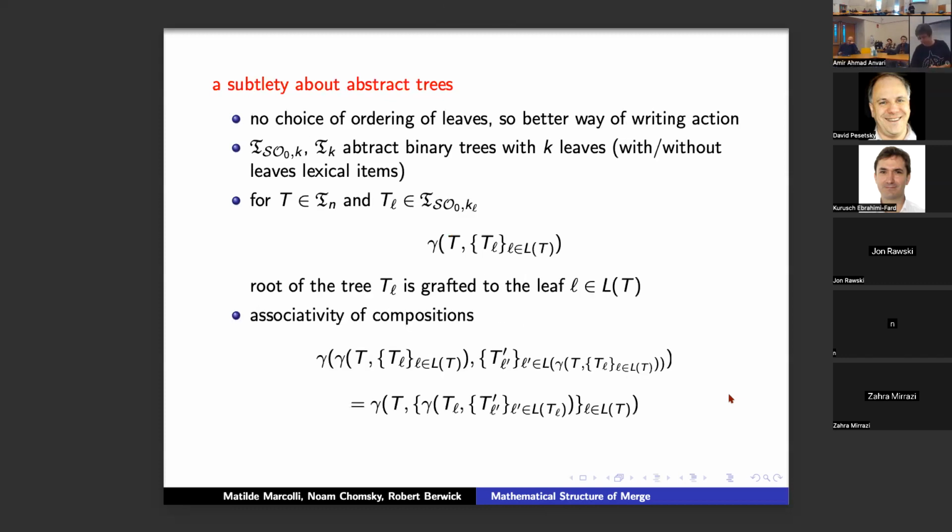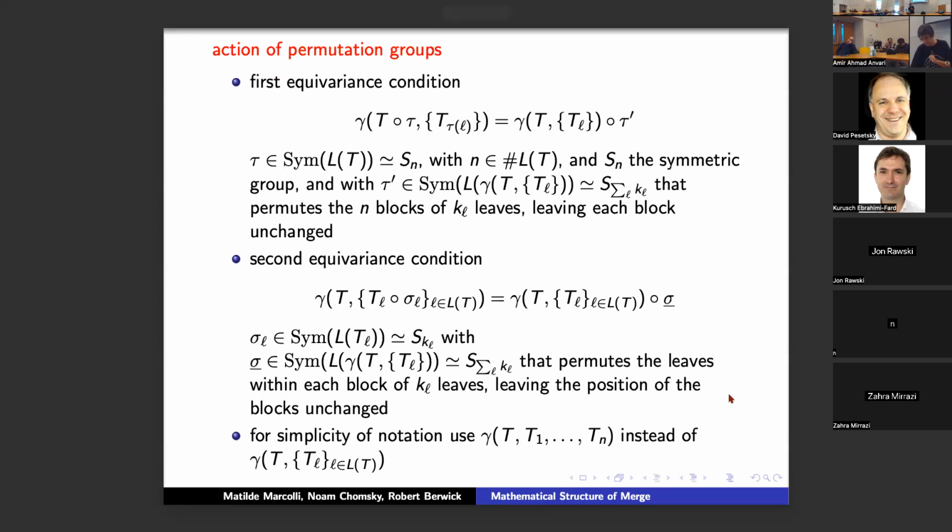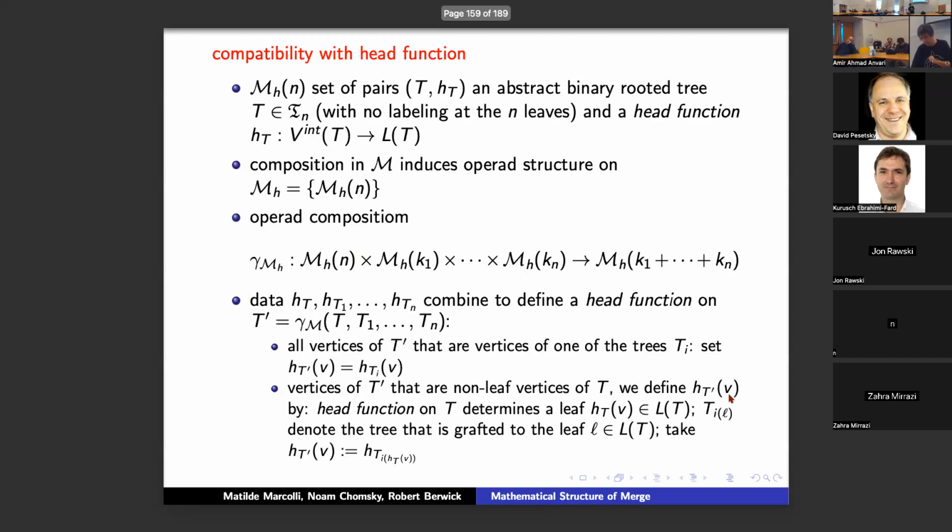Let me just keep the pedantic mathematician quiet about how you should really think about the case of abstract trees and ordering of leaves. These are just small details. One thing you can also do is assume that you have a head function on this. If your inputs have a head function, you will get again something that has a head function. So you can make this compatible by only taking care of those structures that admit a head function.